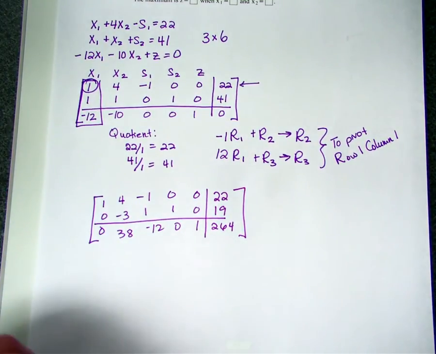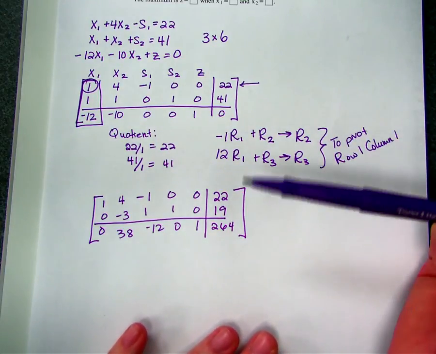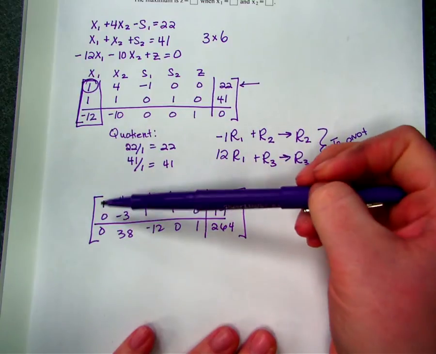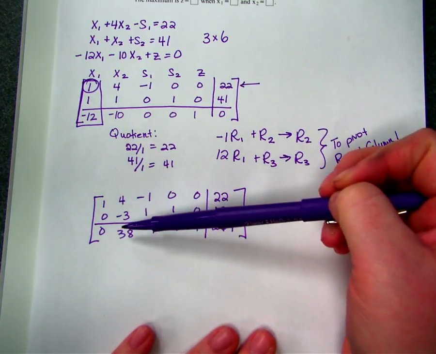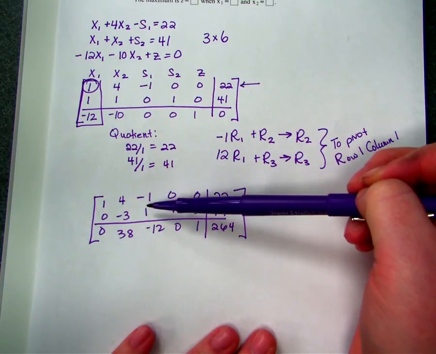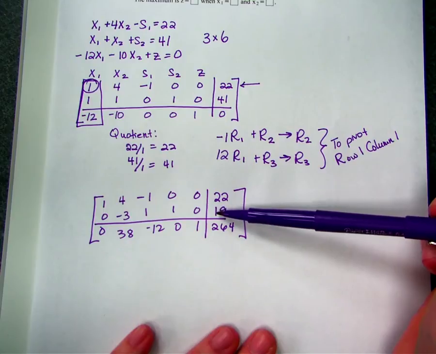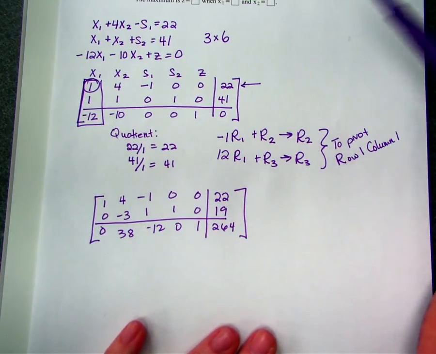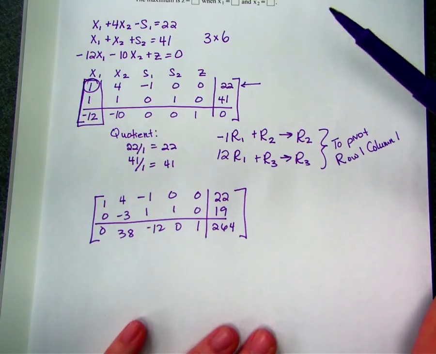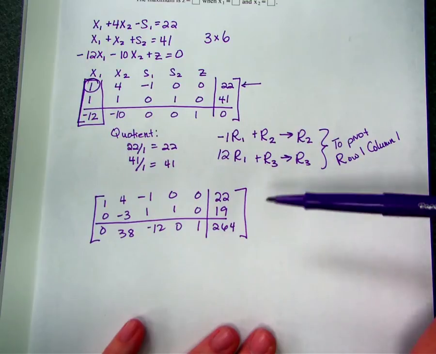So once you've done this, go back and look and say, do you have any more negative basic variables? And we don't. Right now, x1 is equal to 22, x2 is equal to 0, s1 is non-basic, so it's a 0, s2 is equal to a positive 19, and z is equal to 264. So we have no more negative basic variables, so we don't have to worry about that anymore. Now we just have to worry about maximizing.